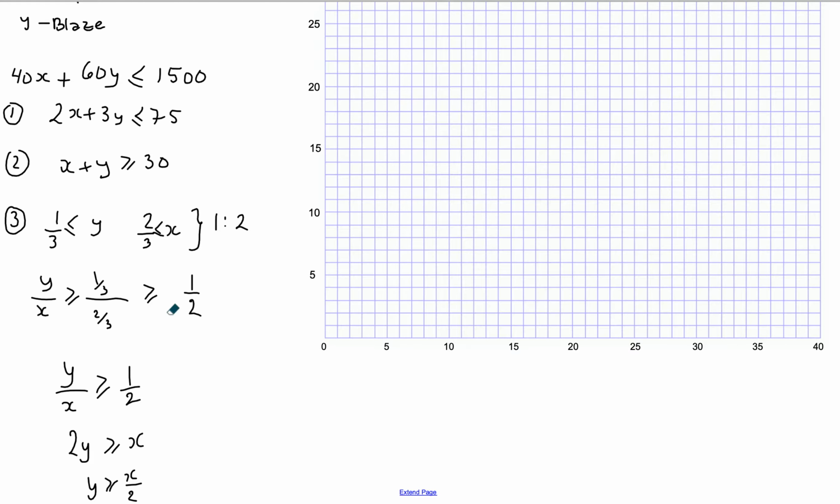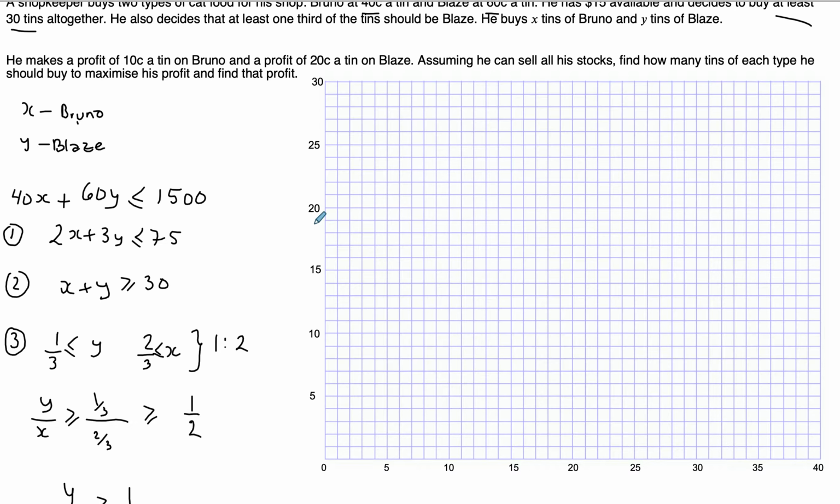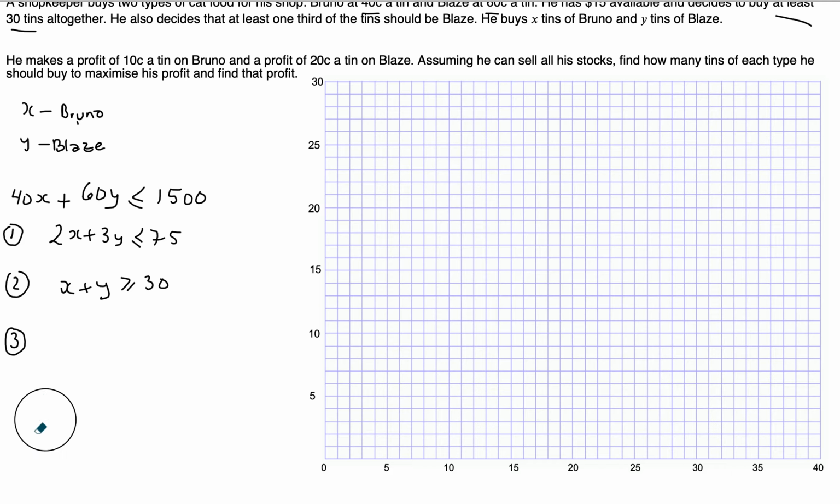Just substitute a couple of values, pick any values for x and substitute them in and see what coordinates of y you're going to get. Try at least 2 or 3. So now that we have our 3 inequalities, I have 2y is bigger than or equal to x.